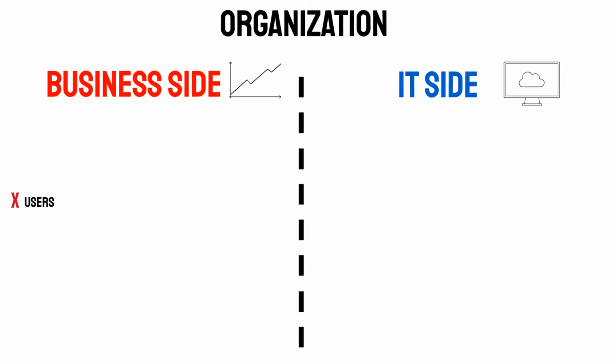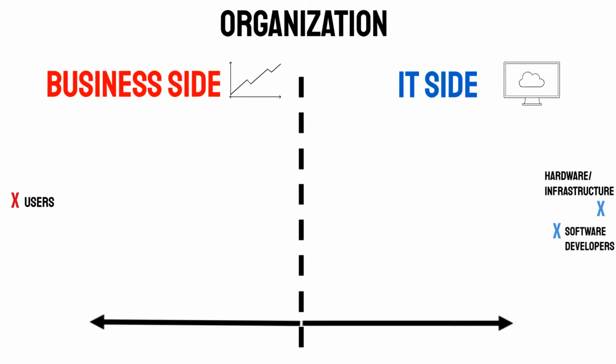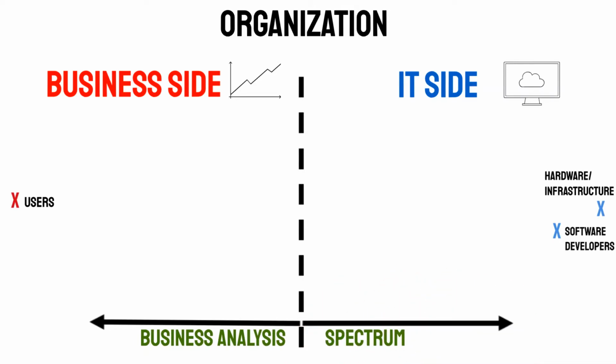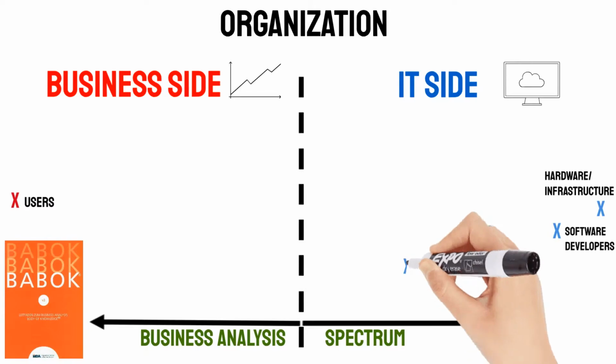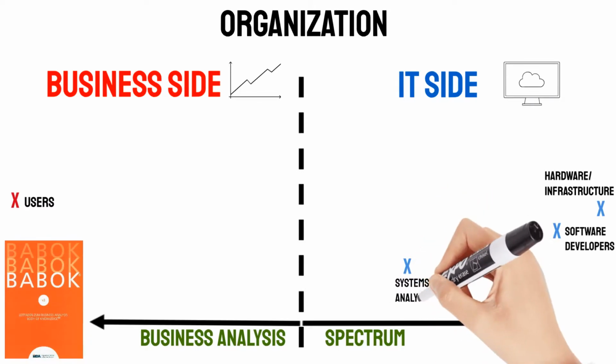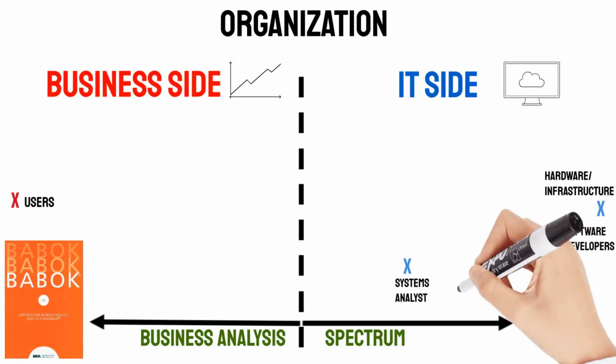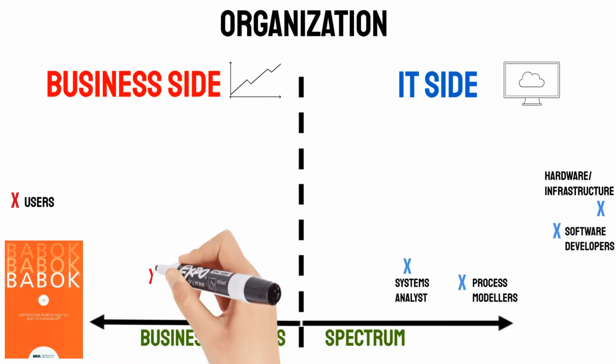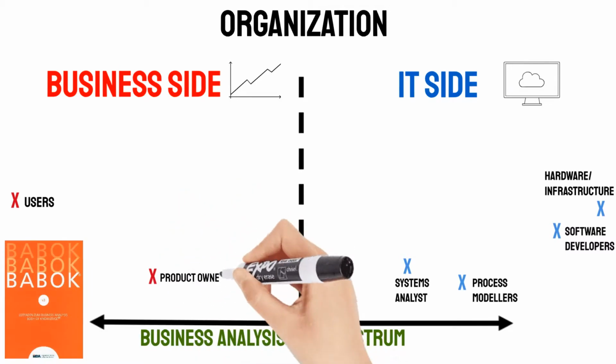On the other side, on the right spectrum, you will have people in IT, like people who are focused on the hardware or infrastructure, or software developers who are coding in Java, C, or whatever language. These are the two extremes. And now we have a beautiful midfield in between these two extremes, which is the business analysis spectrum. The Business Analysis Body of Knowledge, as I have mentioned before, describes different roles which are basically acting as business analysts. For example, the systems analyst, process analyst, and the product owner, and many more. I have drawn these roles also into this diagram here.